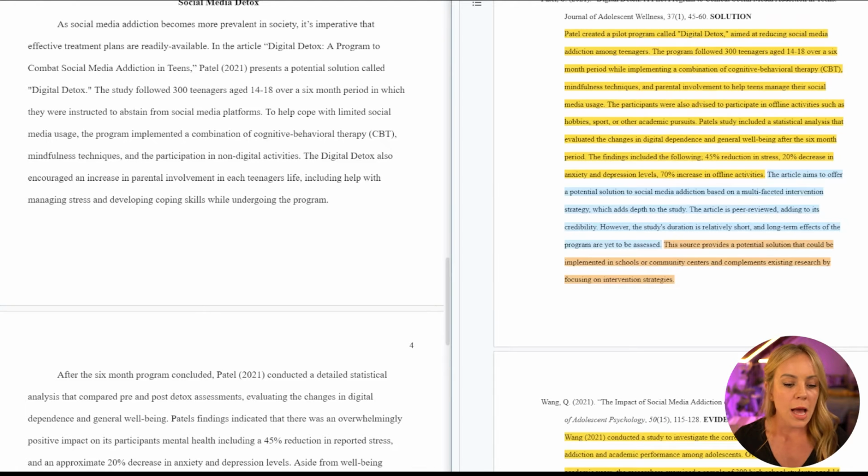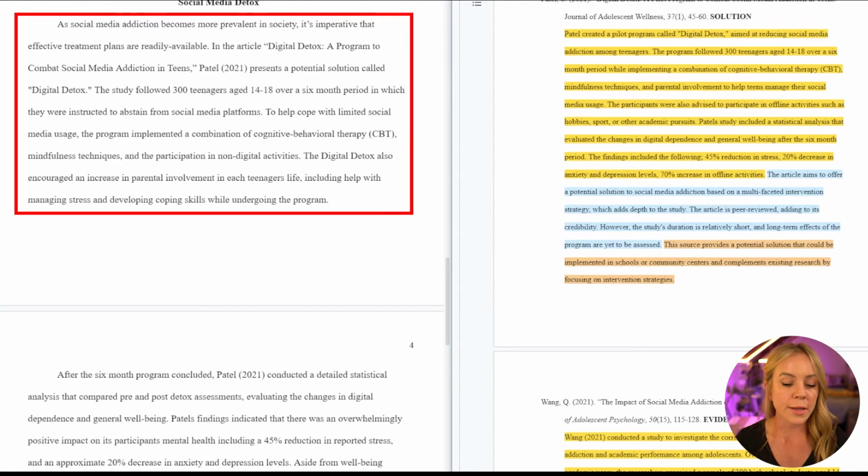But we have: as social media addiction becomes more prevalent in society, it's imperative that effective treatment plans are readily available. In the article, Digital Detox, a program to combat social media addiction in teenagers, Patel presents a potential solution called Digital Detox. The study followed 300 teenagers aged 14 to 18 over a 6-month period in which they were instructed to abstain from social media platforms. To help cope with limited social media usage, the program implemented a combination of cognitive behavioral therapy, mindful techniques, and the participation in non-digital activities.